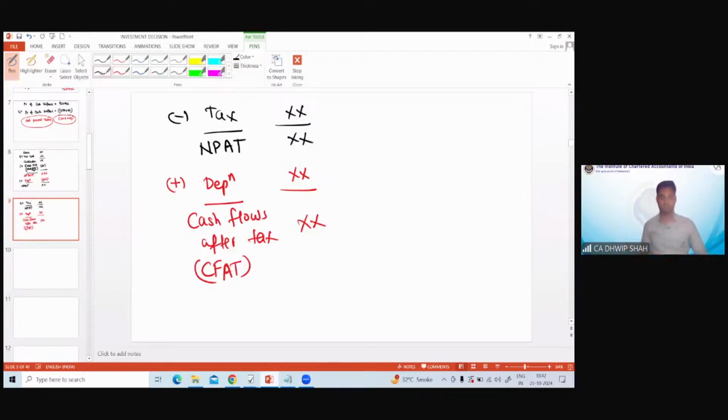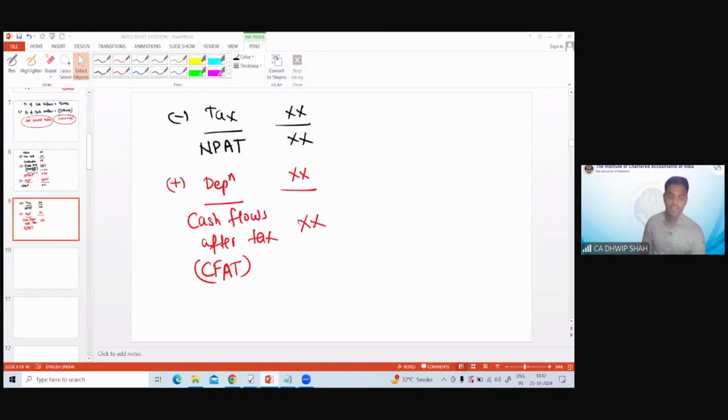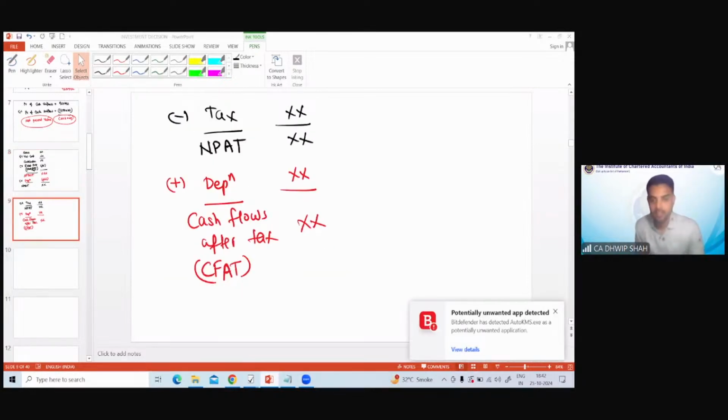Now my question to you. See, ऊपर I subtracted depreciation and नीचे I added depreciation. Subtract करके add ही करना था. If I wanted to add it back, then why did I subtract? Then why did I subtract?